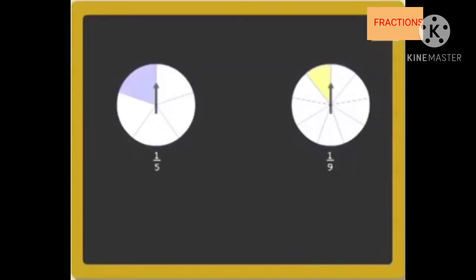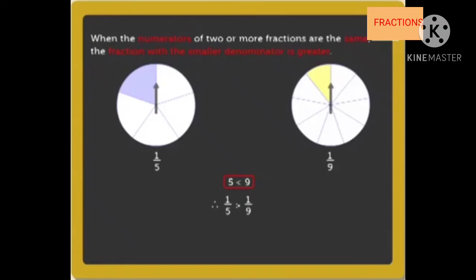Look, here the numerators are same. When the numerators of 2 or more fractions are the same, the fraction with the smaller denominator is greater, as 5 is smaller than 9. So, we can say that 1/5 is greater than 1/9, or 1/9 is less than 1/5.